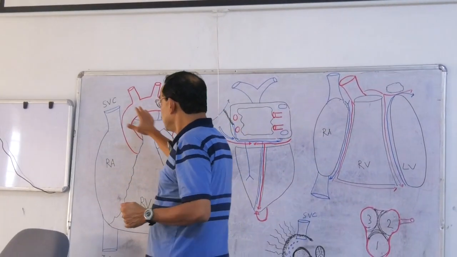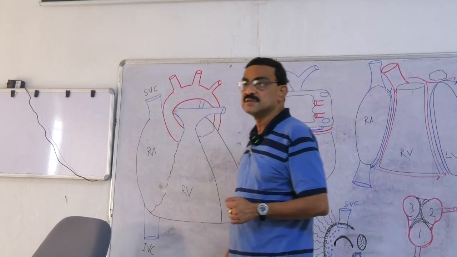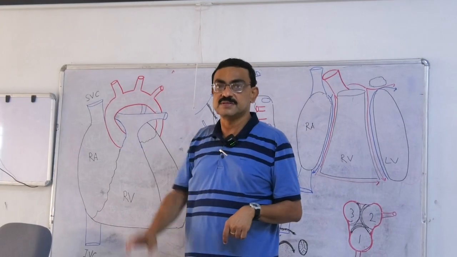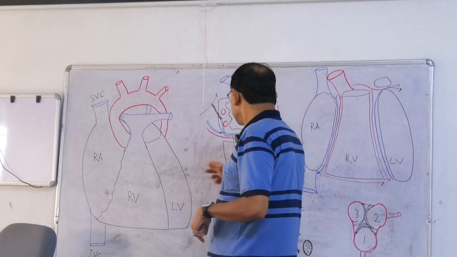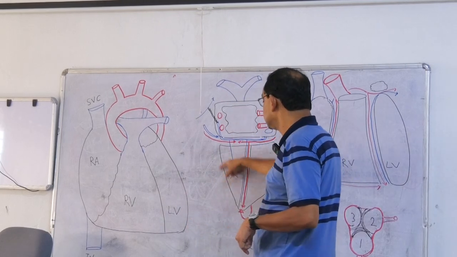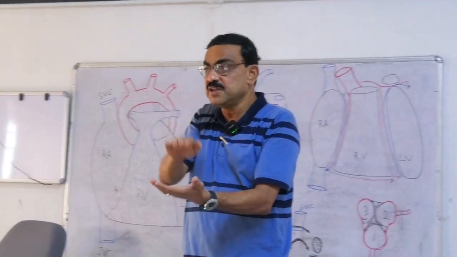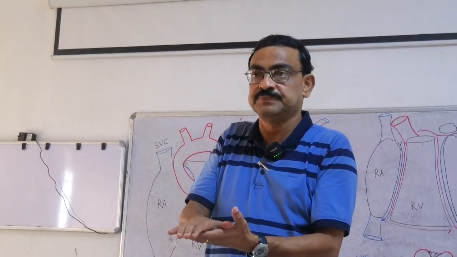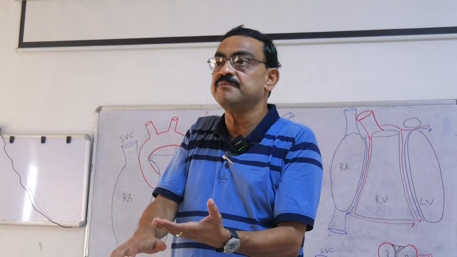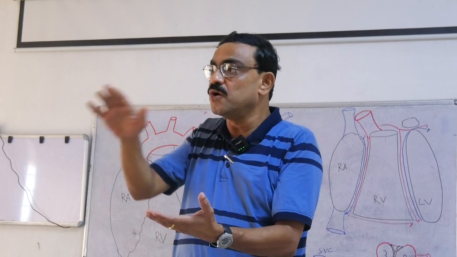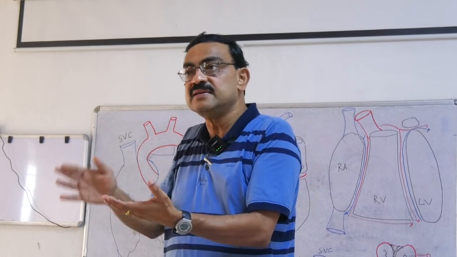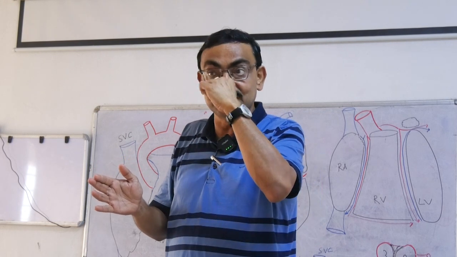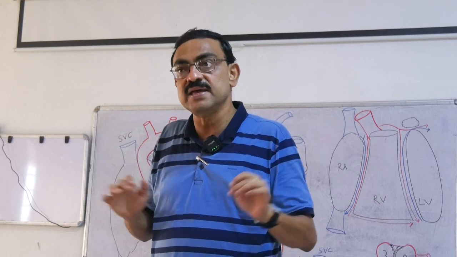Now, on the right side, we get another surface, that is the right surface. Similarly, on the left side, we will get another surface, that is the left surface. And if we rotate it, we can see the inferior surface, which rests on the diaphragm, mainly over the central tendon of the diaphragm. And below the diaphragm, what will we get? The peritoneum. On the right side, we will get the liver. On the left side, we will get the fundus of the stomach. So, this is the inferior surface.